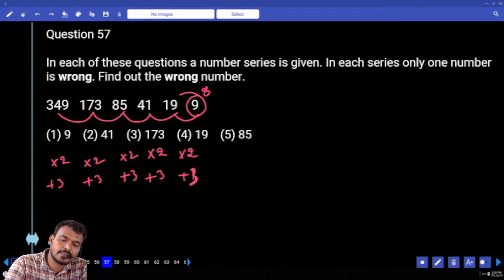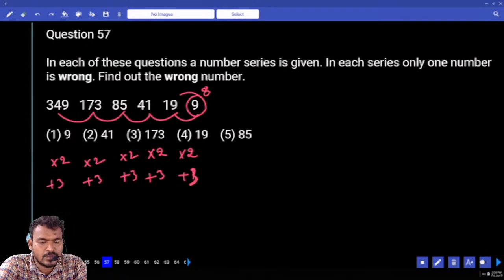Actually it is 8 or 7. 8. 8 2s are how much? 16. Plus 3 means how much? 19, or not? What is the wrong number? 9.